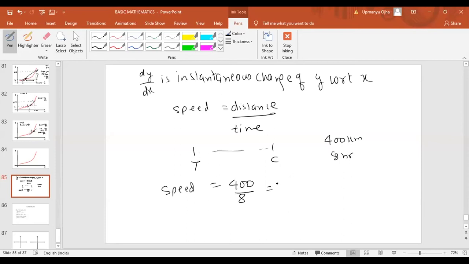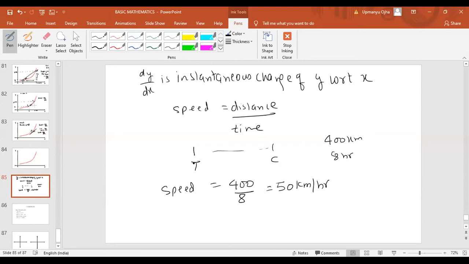That is 50 kilometer per hour. Okay, 50 kilometer per hour. Now if I tell you that the vehicle will always go with this speed, 50 kilometer per hour, can you say that? We cannot say that.